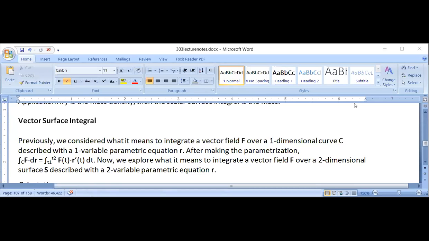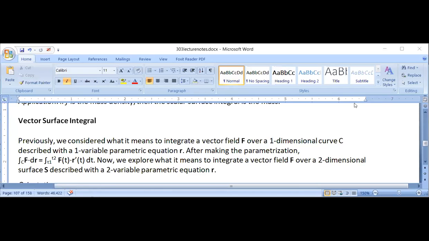So now we are ready to talk about vector surface integrals. I definitely want to set up what we're going to do from what we've done in the one-dimensional case in order to prepare us for what we're going to do right now. Previously, we considered what it means to integrate a vector field F over a one-dimensional curve C, which is described with a one-variable parametric equation R.